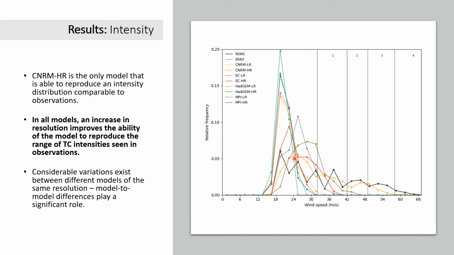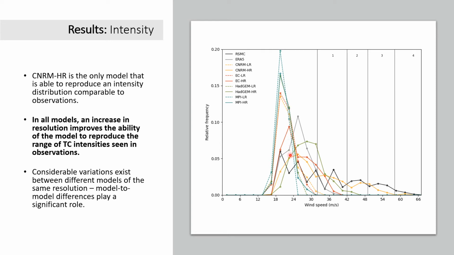CNRM-HR, the solid yellow line, is the only model that was able to capture the increased frequencies in these higher wind speed tails, and subsequently the only model to capture the full range of intensities that we see in observations. This is unexpected because CNRM-HR actually has the lowest resolution of all of the high-res models in this analysis, but research suggests that a new turbulence scheme used in this model may be responsible for increasing tropical cyclone strength via convection.